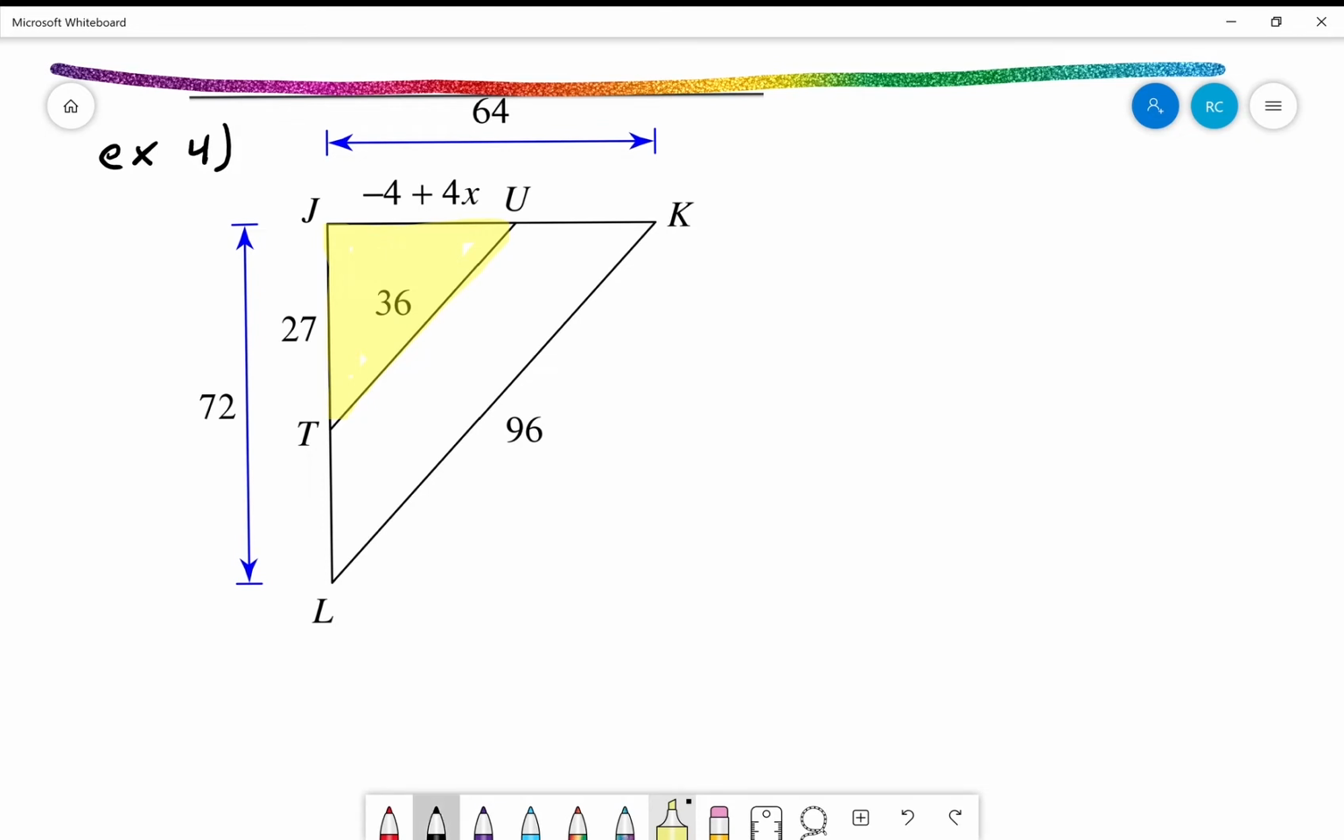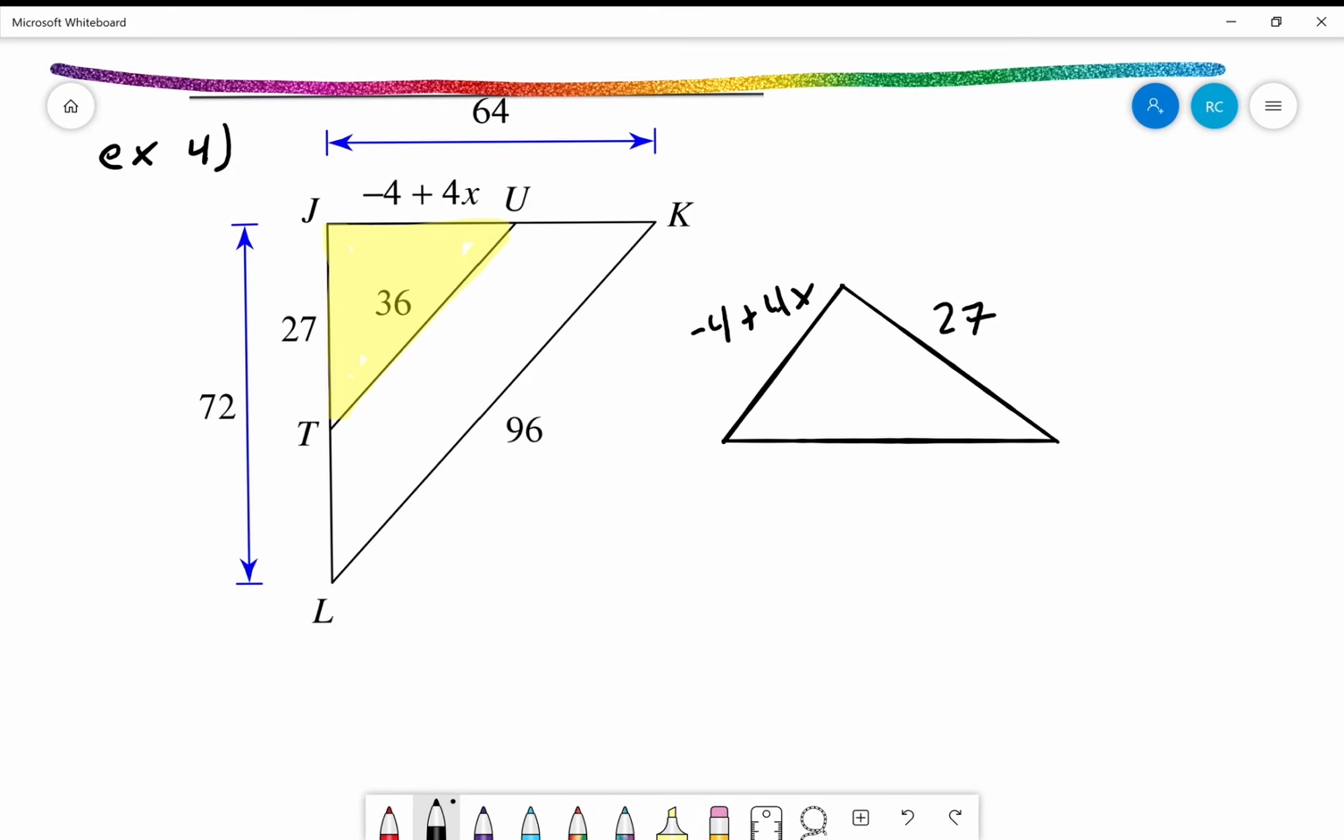So let's go ahead and draw that. Looks something like that. Yeah? And the shorter side is -4 plus 4x. The longer side is 27, and the longest side is 36. Okay? You'll notice that I reflected it, but again, no worries so long as we do the same thing to the bigger triangle.